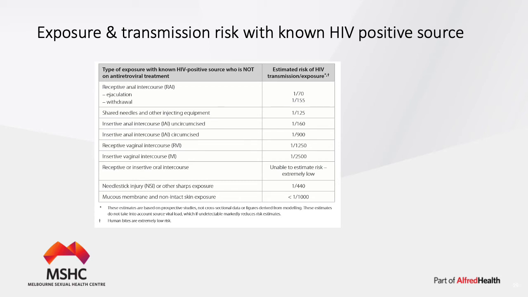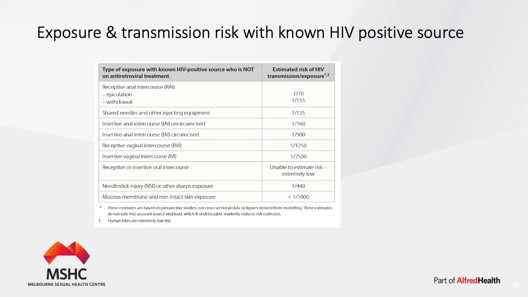In someone who has insertive anal sex and they're uncircumcised, because of accumulation of genital secretions under the foreskin, the risk is 1 in 160. If they're circumcised, it's reduced to 1 in 900, because there is no foreskin under which the secretions can accumulate. If someone is receiving vaginal intercourse, the risk is 1 in 1,250. And if insertive vaginal sex, it's 1 in 2,500. So basically, there is efficient transmission from male to female, but transmission from female to male is less efficient.